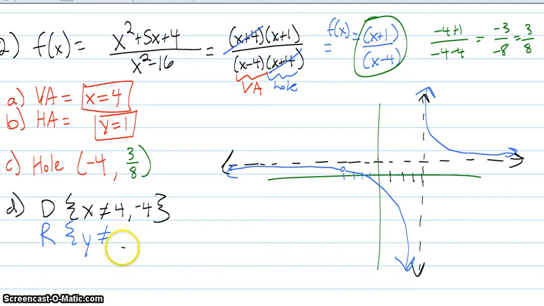But y can't be the horizontal asymptote because it never crosses it. So y can't be 1. And since there's no other value where the hole happens, y also cannot be 3/8. Okay? And that should be all the information you need.